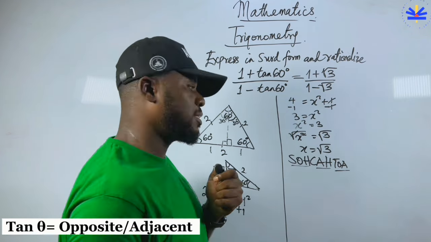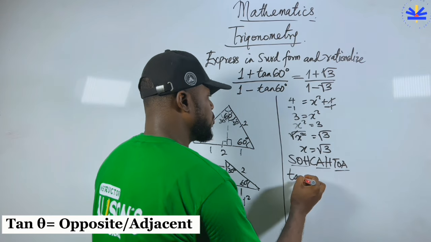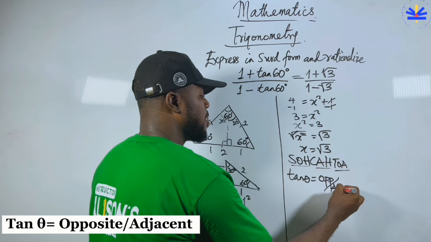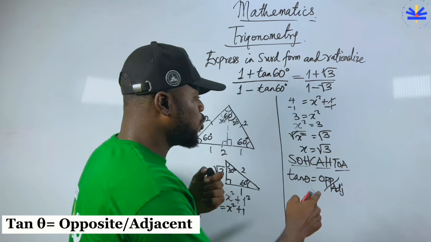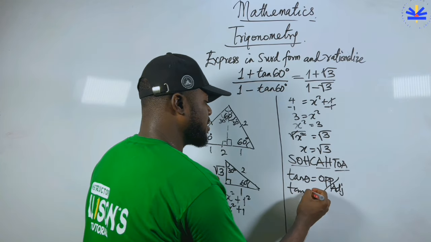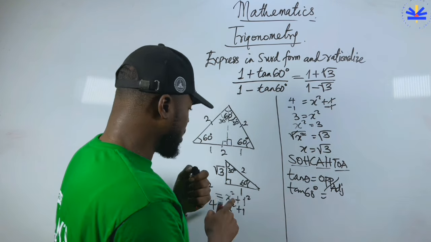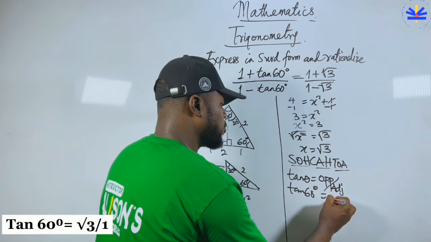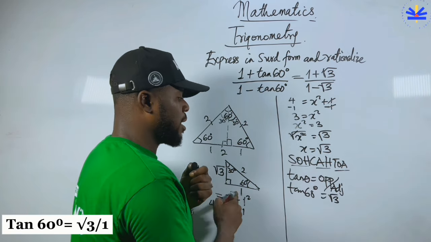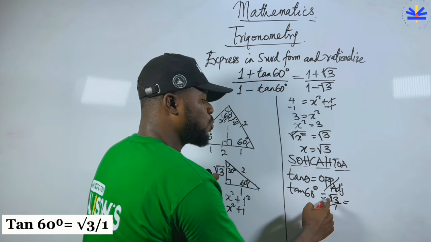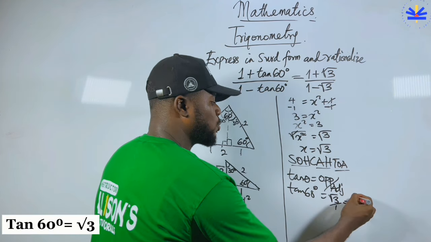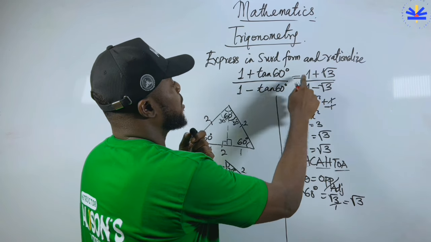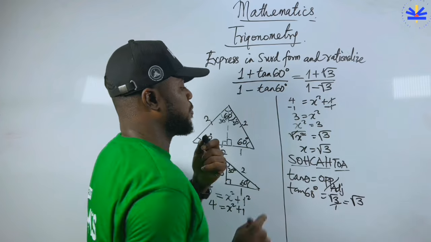What will be tan? Tan theta, maybe tan 60 now, use tan theta equals opposite over adjacent. So what will be the opposite now? Because we talk about tan 60 degrees, the opposite is any side that faces the 60 degrees. Now it is the square root of 3. The adjacent now is 1. So the square root of 3 divided by 1 is the square root of 3. That's why I get tan 60 to be the square root of 3.